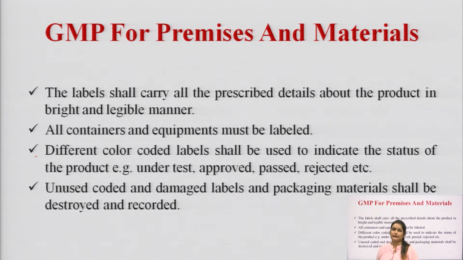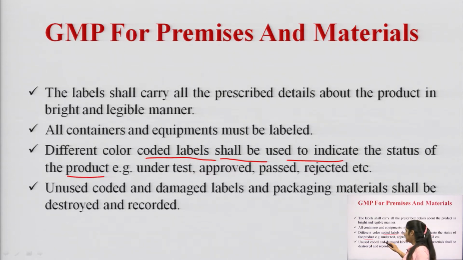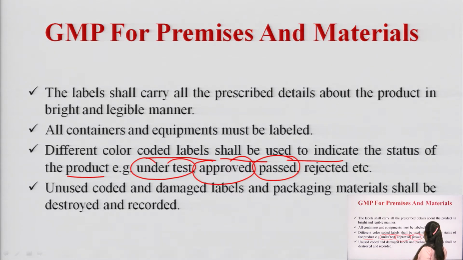All containers and equipment must be labeled. Different coded labels shall be used. Different highlighted coded labels shall be used to indicate the status of the product: which products are under test, which are in approved condition, which products have passed and will go for marketing, and which products are rejected or have returned from the market.